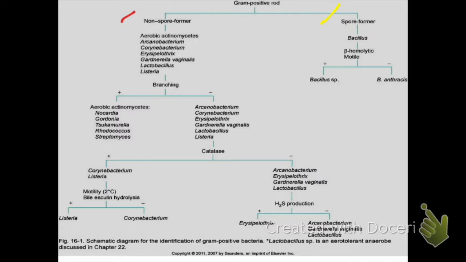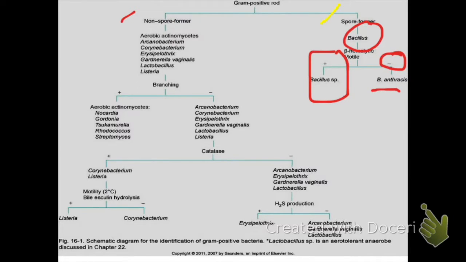Under the spore former, meaning they have spores, the most common of them all is Bacillus, and there are several pathogenic species under Bacillus, such as Bacillus anthracis. The difference from the other group is that Bacillus anthracis is non-hemolytic, and the other species of Bacillus are considered to be hemolytic. But the most pathogenic beta-hemolytic and motile species of Bacillus is Bacillus cereus.